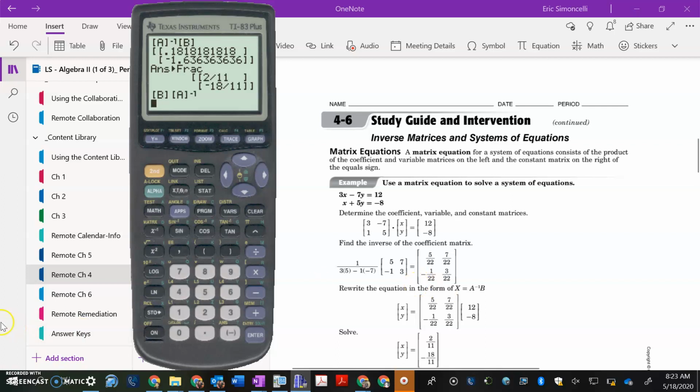So that concludes today's notes. Please use your calculator as much as possible as a finishing touch here.